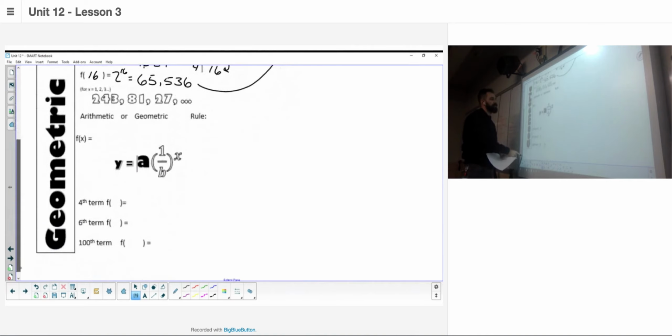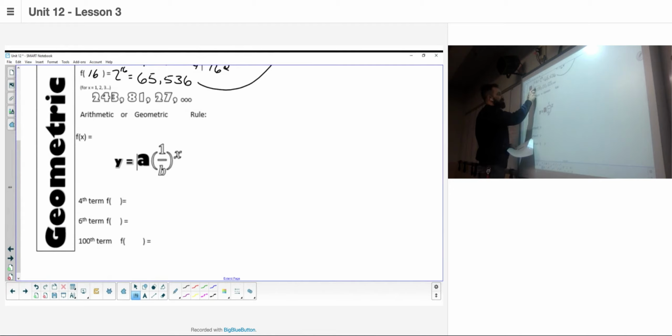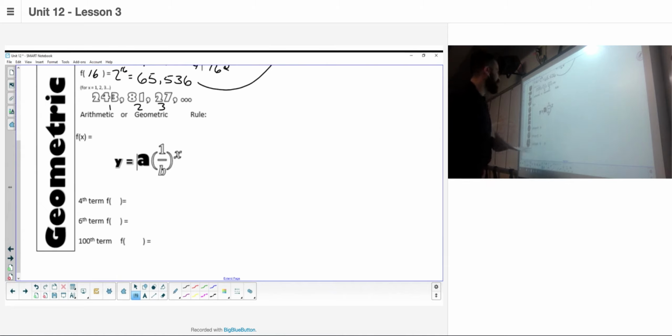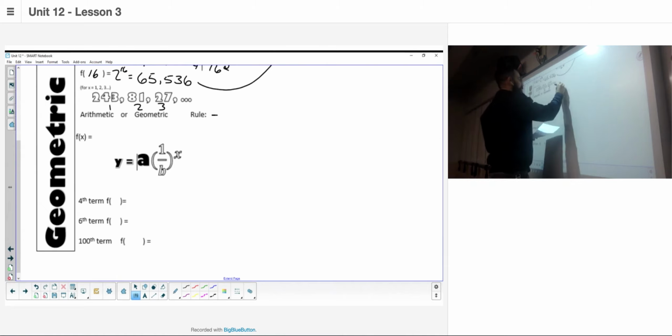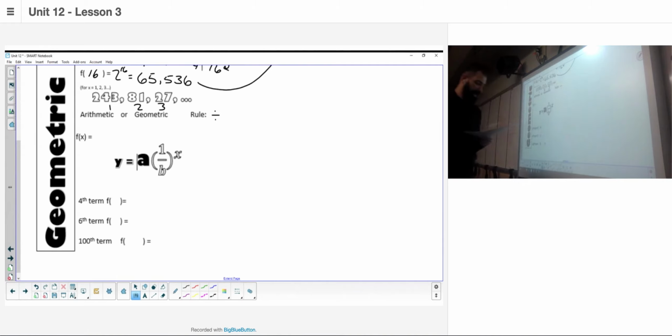Let's look at our next problem here. If you look here, for x equals 1, 2, and 3, we don't have our term 0. We need to find our term 0. This is term 1. This is term 2. This is term 3. We're getting smaller, which typically means we're dividing. So we're going to figure out, what are we going to divide by? We need to get to our term 0 because we can't put anything in for our a until we get to that 0.